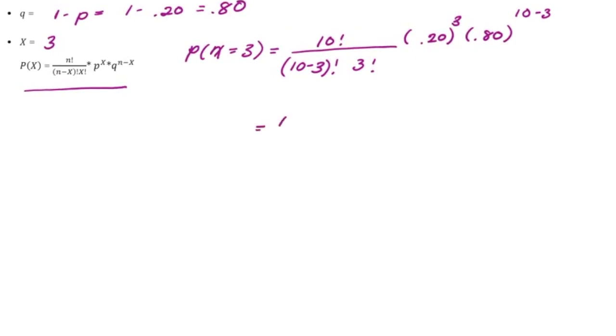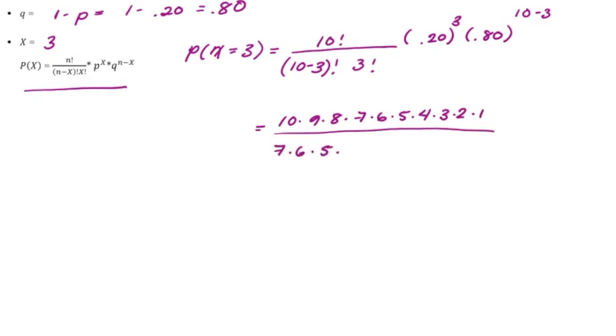So let's expand the factorial. So it's going to be 7, 6, 5, 4, 3, 2, 1. So 10 minus 3, that's 7. This is this part. And then I'm going to do this part, which is 3 times 2 times 1. 0.20 to the power of 3.